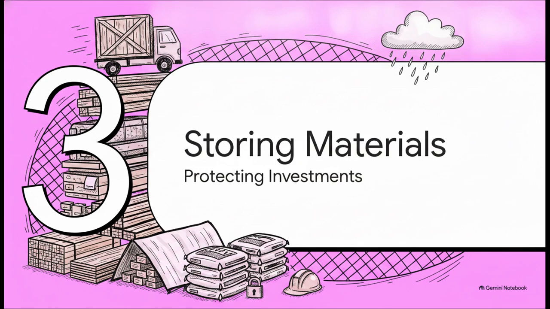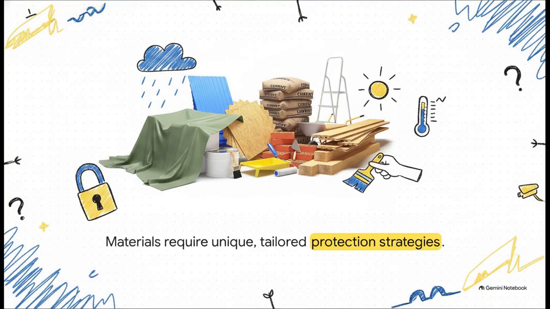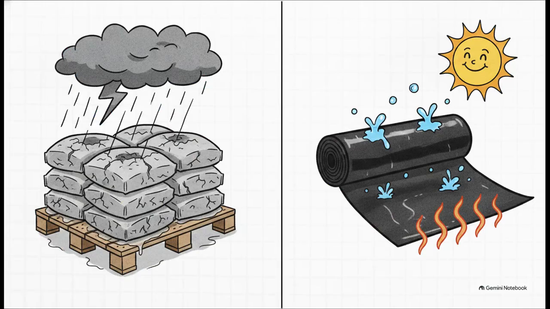All right, Section 3, storing and protecting materials. The delivery truck has arrived, so what happens next? Well, look at a delivery like this. We're talking cement bags, timber, paint, tools, the whole shebang. You can't just dump all this in a corner and cross your fingers. Each item reacts completely differently to the environment, so they require unique, tailored protection strategies. You've got to shield this stuff from the elements, wind, sun, and especially moisture.